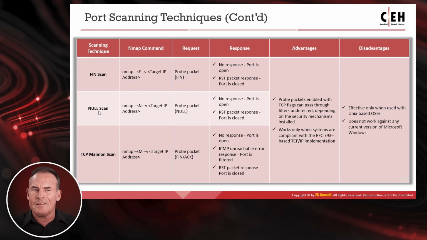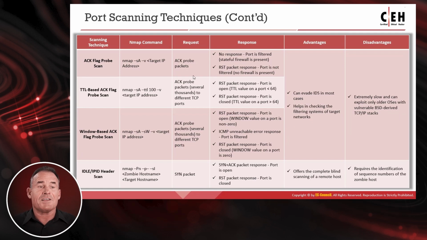That's weird. Illegal flag configuration. No response from an open port, RST from a closed port. NULL scan. How are you going to have a TCP packet with no flag set? That's just weird. Also an illegal flag configuration, also elicits no response. Okay, the Maimon scan is a FIN/ACK initial probe, same idea. No response, port is open; ICMP unreachable, port is filtered; or RST packet if the port's closed.